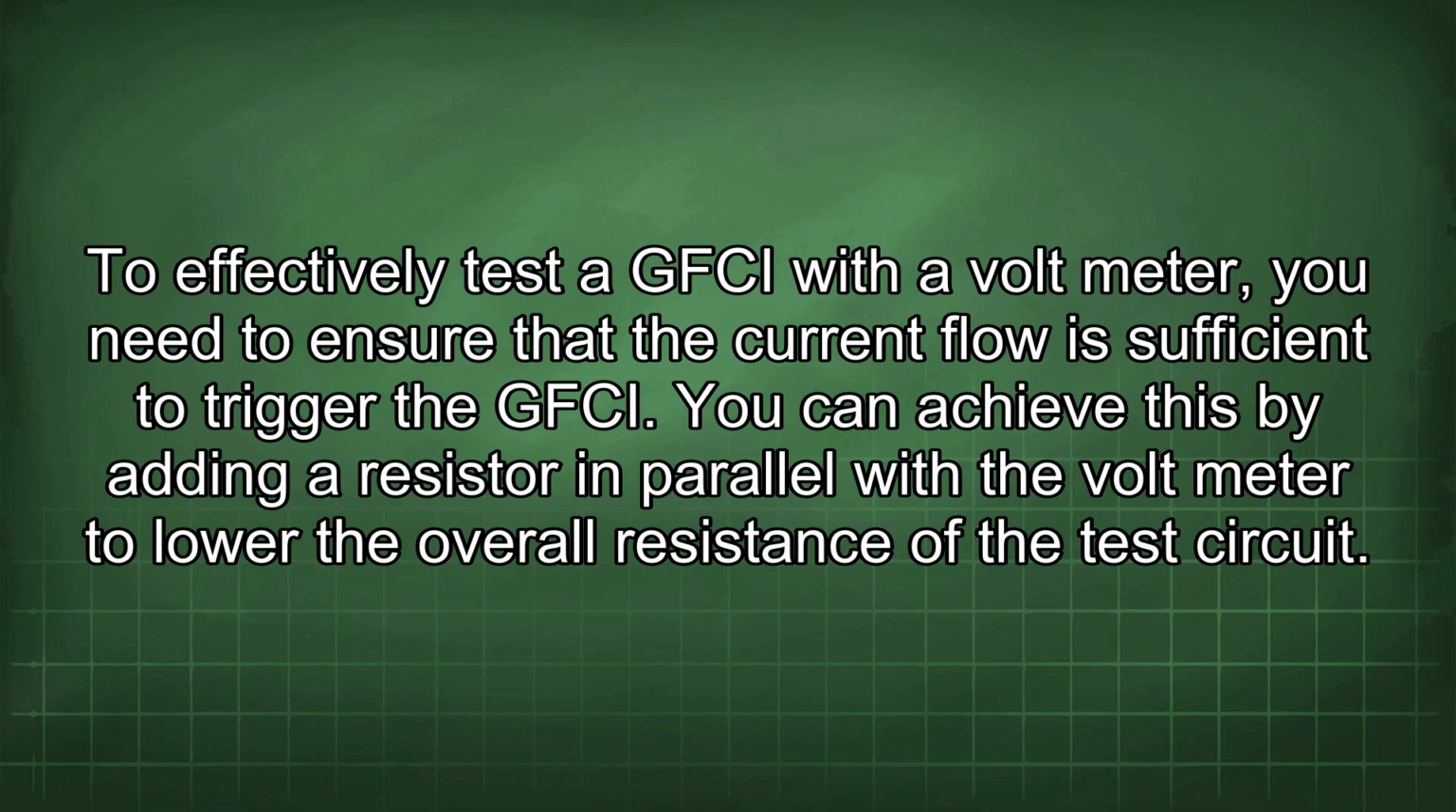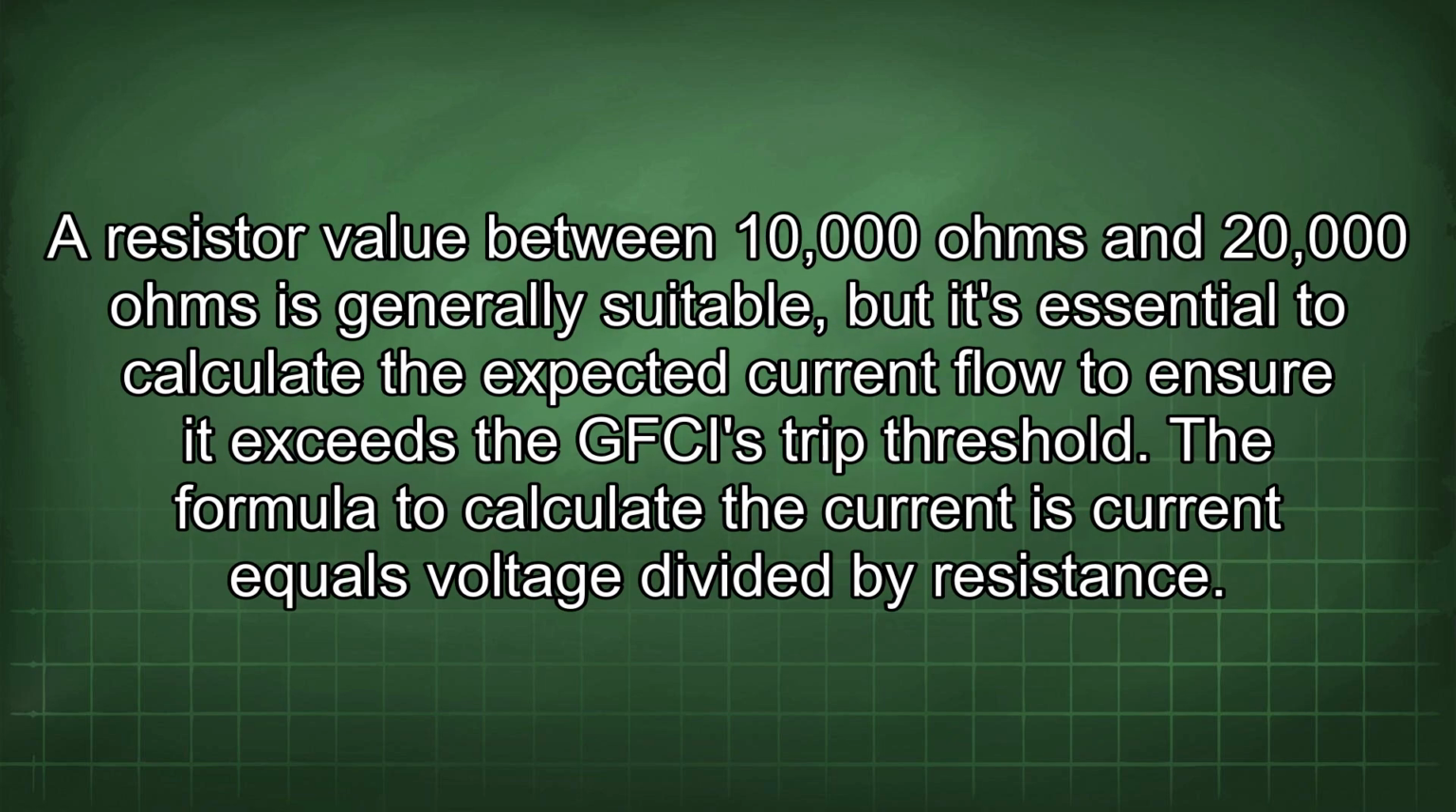To effectively test a GFCI with a voltmeter, you need to ensure that the current flow is sufficient to trigger the GFCI. You can achieve this by adding a resistor in parallel with the voltmeter to lower the overall resistance of the test circuit. A resistor value between 10,000 ohms and 20,000 ohms is generally suitable, but it is essential to calculate the expected current flow to ensure it exceeds the GFCI's trip threshold.